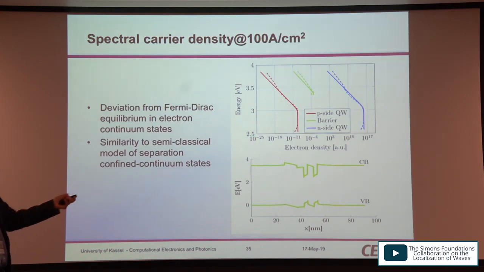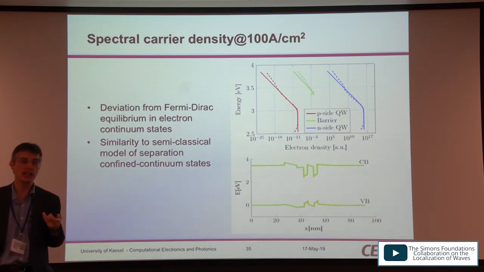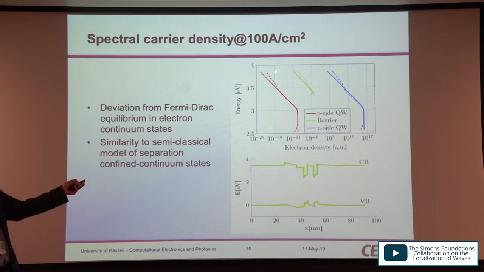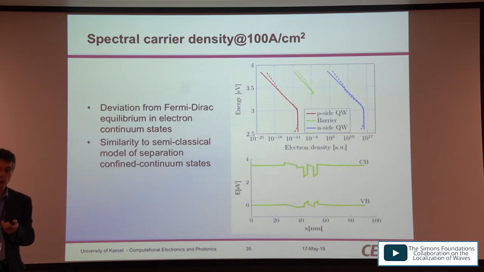And what you see very nicely in the quantum well here and here, you have equilibrium distribution, but in the barrier region, so above 3.5, 3.6 electron volts here in the barrier region, there's a strong imbalance, deviation from the equilibrium carrier density, meaning that we have a higher carrier density than what equilibrium distribution would suggest.